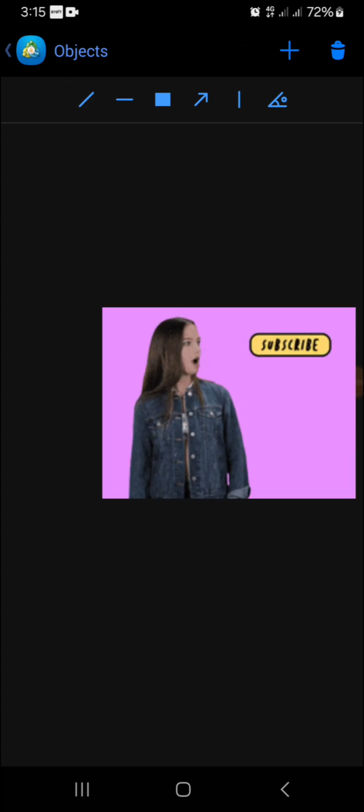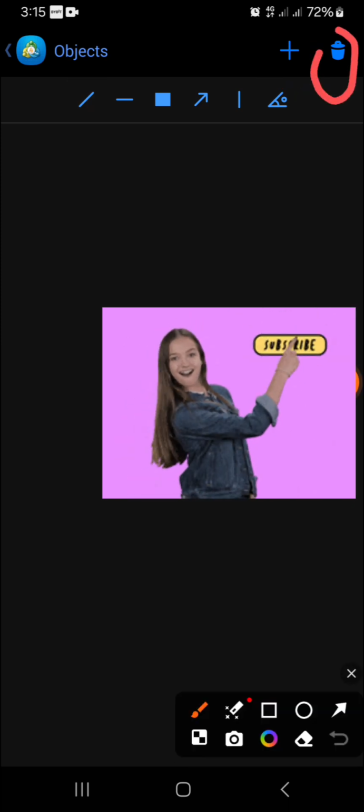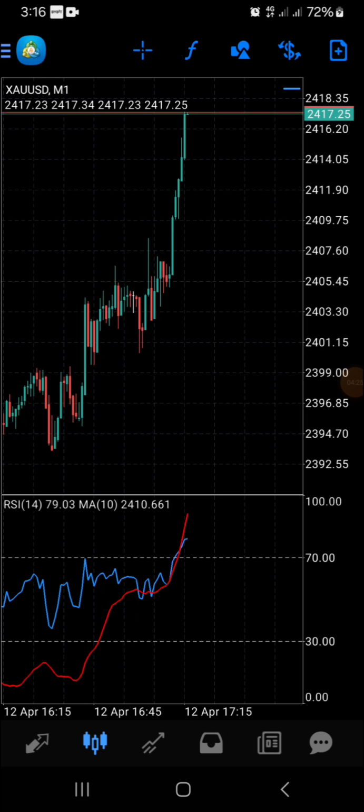You click on this plus sign here. You click on it. Then if you want to delete anyone, you click on delete here. So then I was able to use my trend line, which is the horizontal trend line, which is this. I click on it. I was able to use that to mark out the support zones.